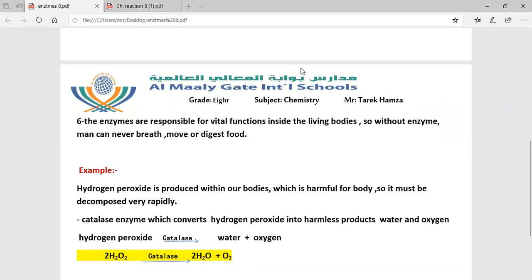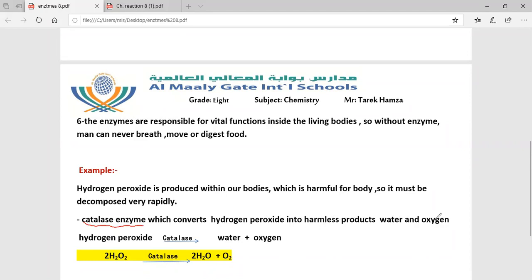Next point, we are going to take an example of enzyme. Example, hydrogen peroxide is produced normally inside our body, which is harmful for our body. So it must be decomposed very rapidly. The enzyme which is responsible for decomposition of hydrogen peroxide is called catalase enzyme. Catalase enzyme converts hydrogen peroxide into harmless products, water and oxygen.